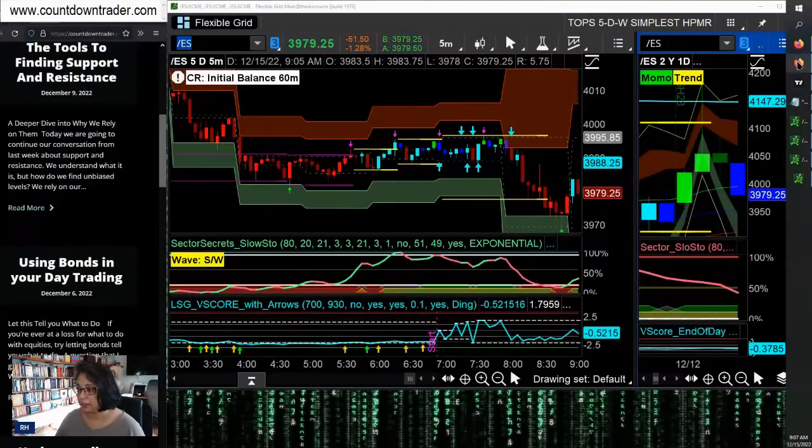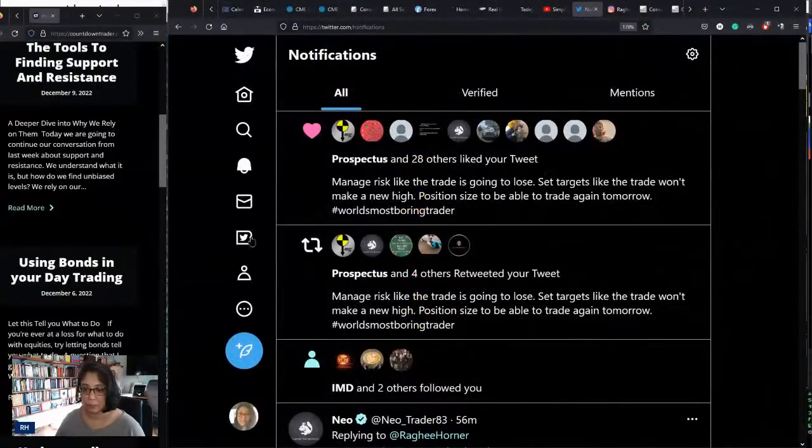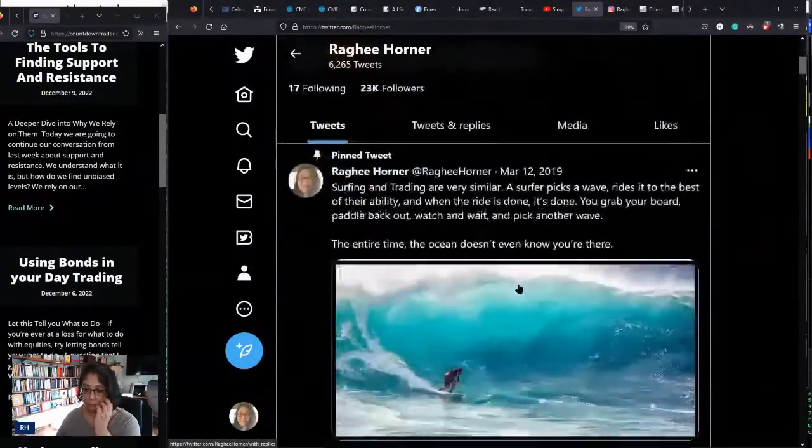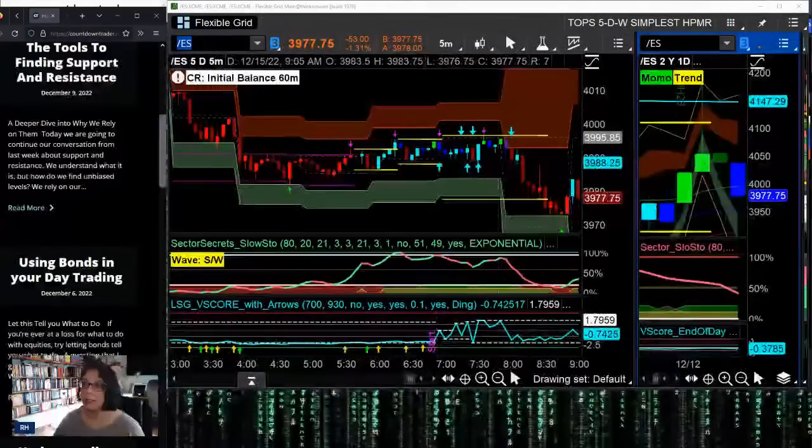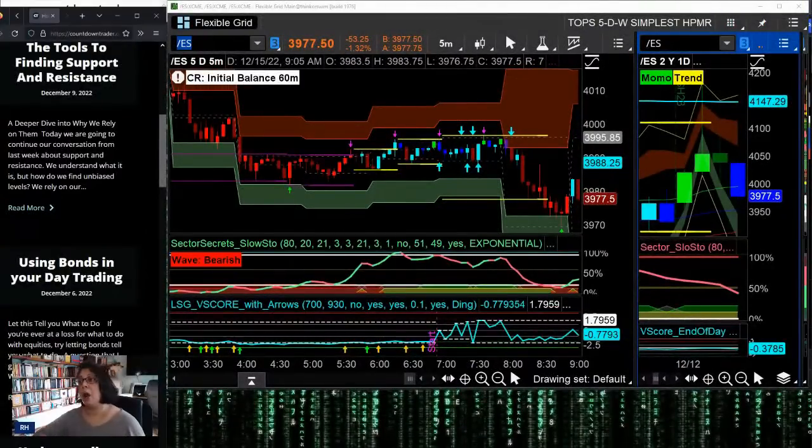You know, I made a tweet this morning. I like to tweet. I think I posted it on my Insta as well. But where is it? Here we go. Manage risk like the trade is going to lose. I always presume my trades are going to lose because that's the only part of the trade I can control. Set targets like the trade won't make a new high, and position size to be able to trade again tomorrow. That's it. Everything is predicated to what is it going to cost me if I'm wrong? And as long as we focus on that, we always have another at bat, right? So that's the way I'll look at it, short from higher, buy from lower.